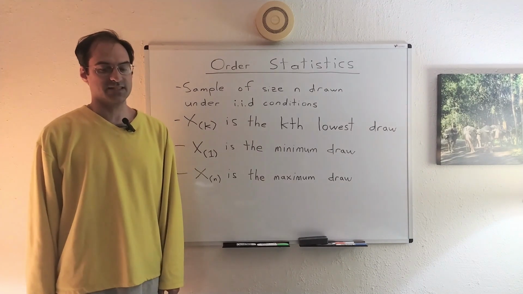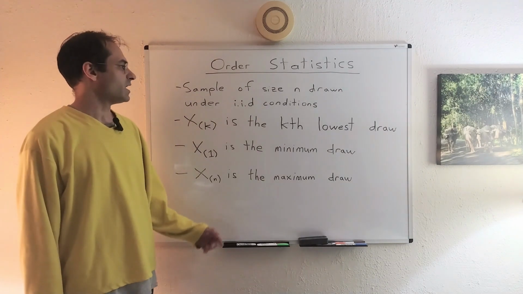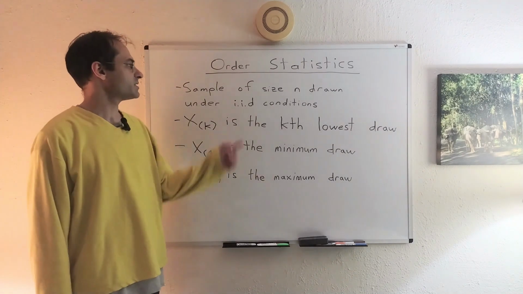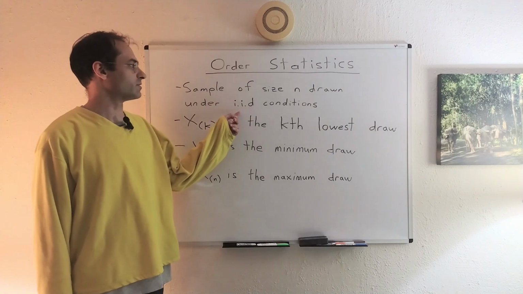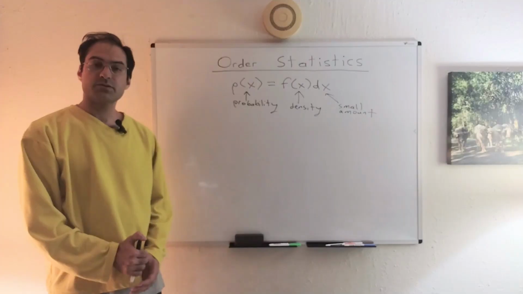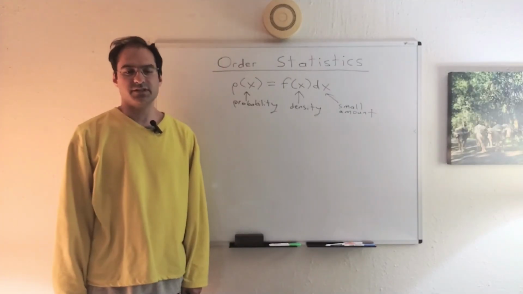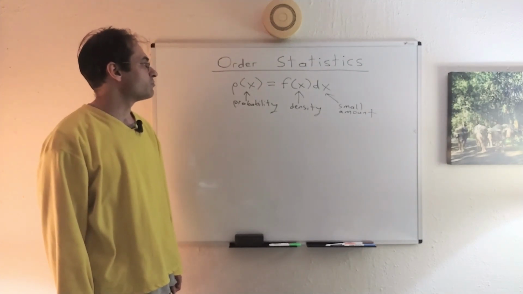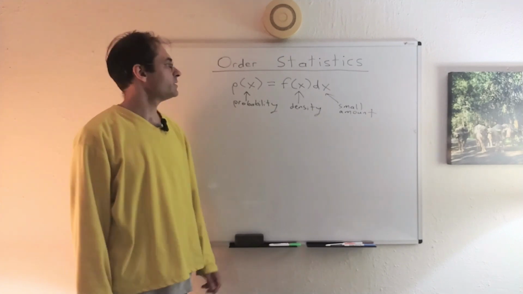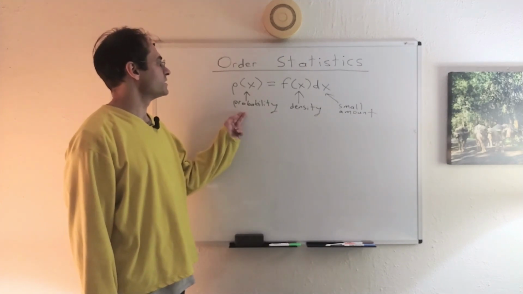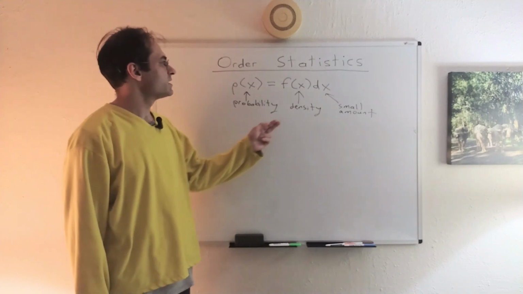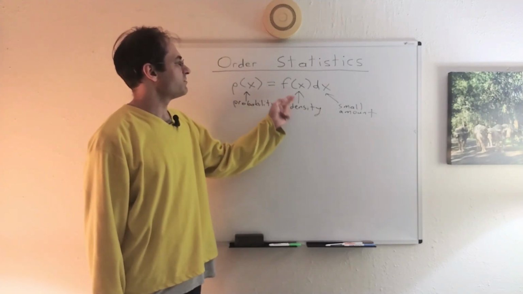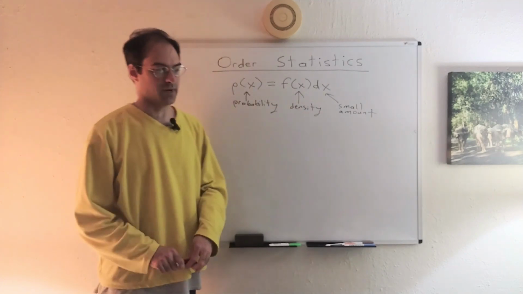So basically, that's the analogy people like to use, but this formula we're going to develop for the PDF of the kth order statistic only works under IID conditions. To explain the probability density function of an order statistic, I'm going to use what I talked about in part 1, viewing the probability of a specific value x as f of x times dx. P here is probability, f of x is the density, and dx is a small amount.